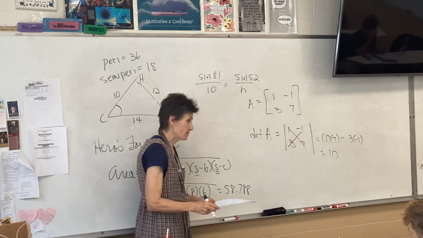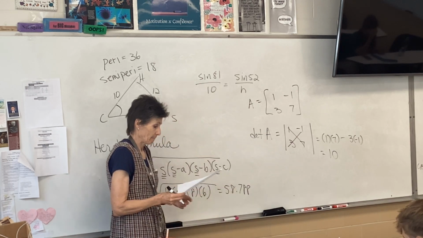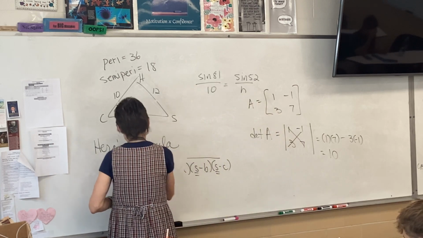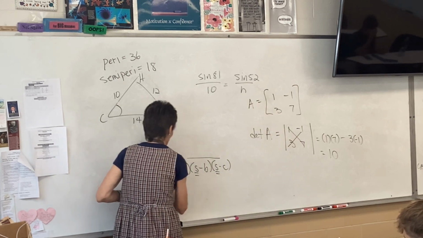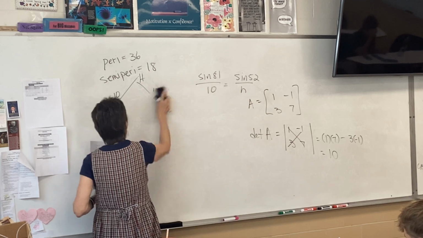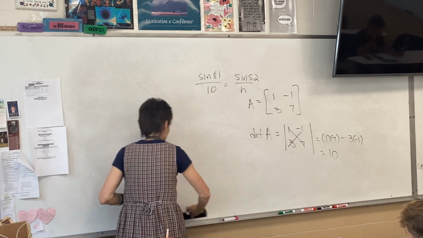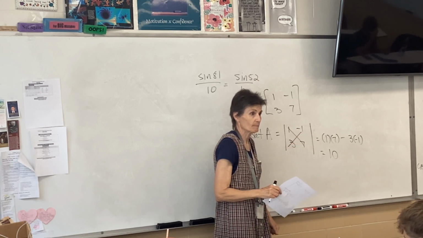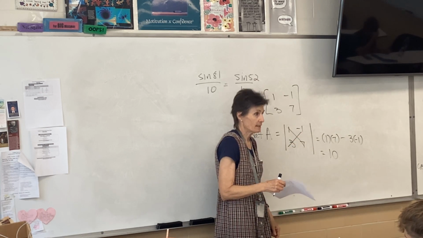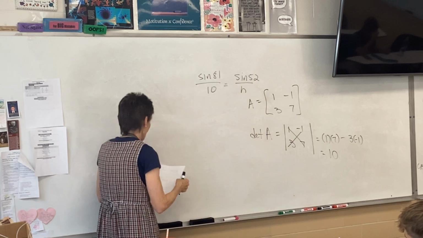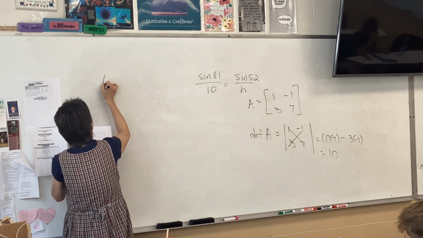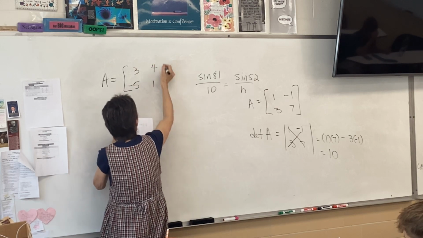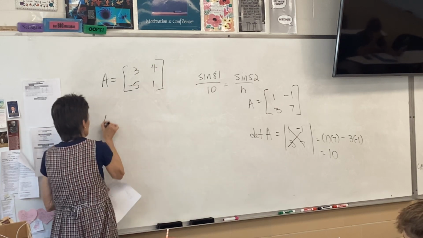Find the determinant of B. Multiply these two, and subtract them. What do you get? Negative 24. Now, to find the inverse of a matrix, that's what this means.